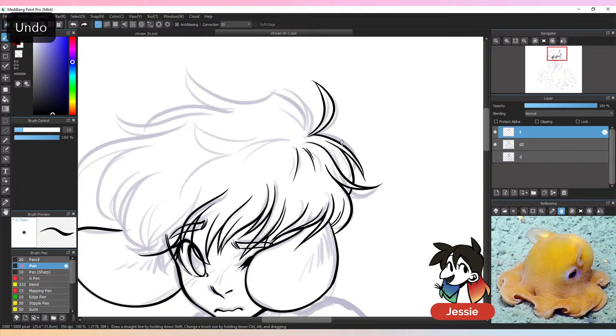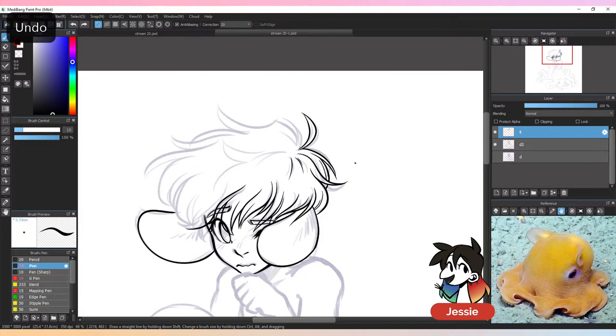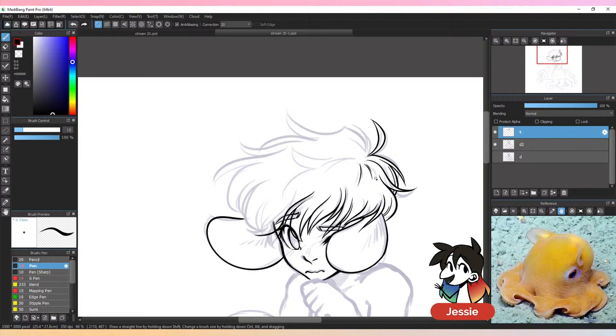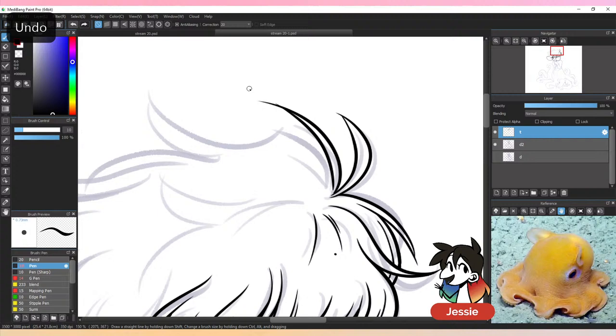Oh, I want to try a different, I'm thinking about it now. Oh, I want to light this. I want to try to see how well I can do this in MediBang, because I could probably do it easily in Photoshop, but I'm not sure about MediBang. So I want to try a flashlight kind of look, because that's what it looked like on the camera. Goodness gracious. Why is this line giving me so much grief?